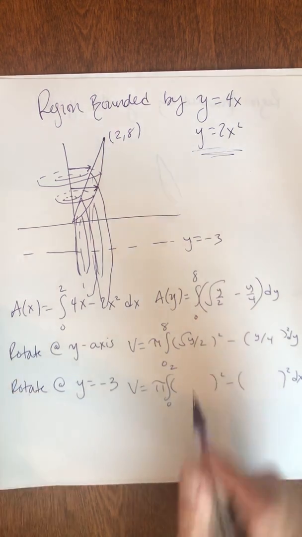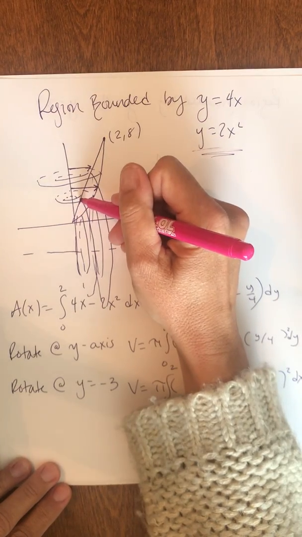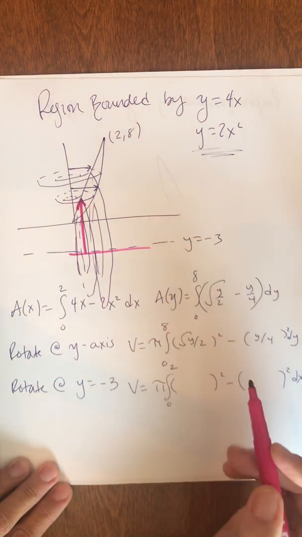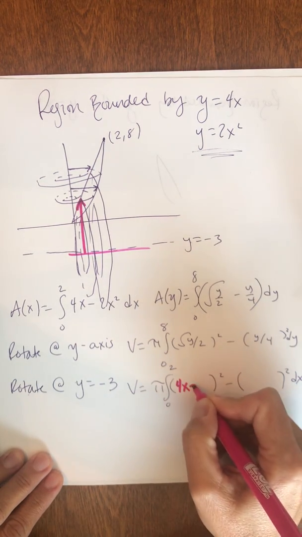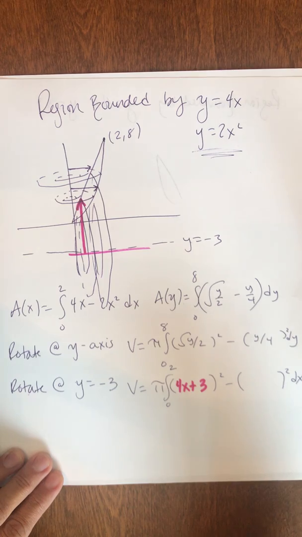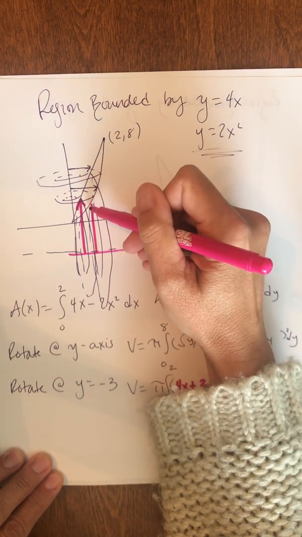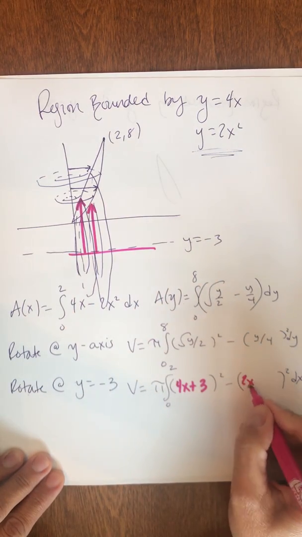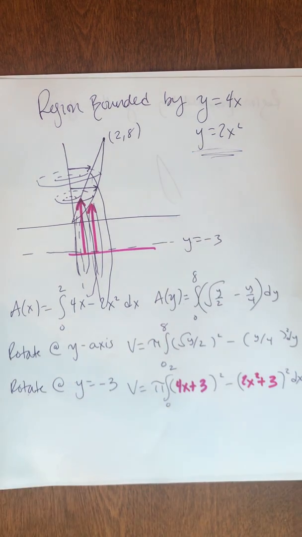Now my outer radius is going to extend from the line all the way down to y equals -3, so from 4x minus -3. My inner radius is going to extend from the parabola down to -3, so 2x squared minus -3.